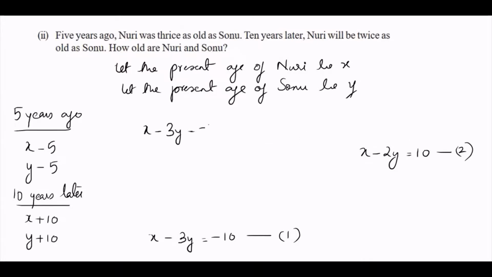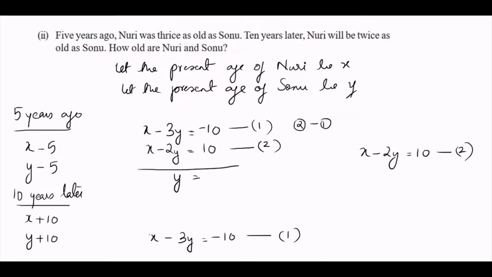X minus 3Y is equal to minus 10 is the first equation and X minus 2Y is equal to 10 is the second equation. Now as the coefficient of X is the same, you can just subtract to eliminate the X variable. Subtract the first equation from the second equation. You get, X minus X is 0, so X gets cancelled. Minus 2y minus 3y, that is minus 2y plus 3y. So you get y is equal to 10 plus 10, that is equal to 20. So the y value is 20. That is Sonu's present age is 20.